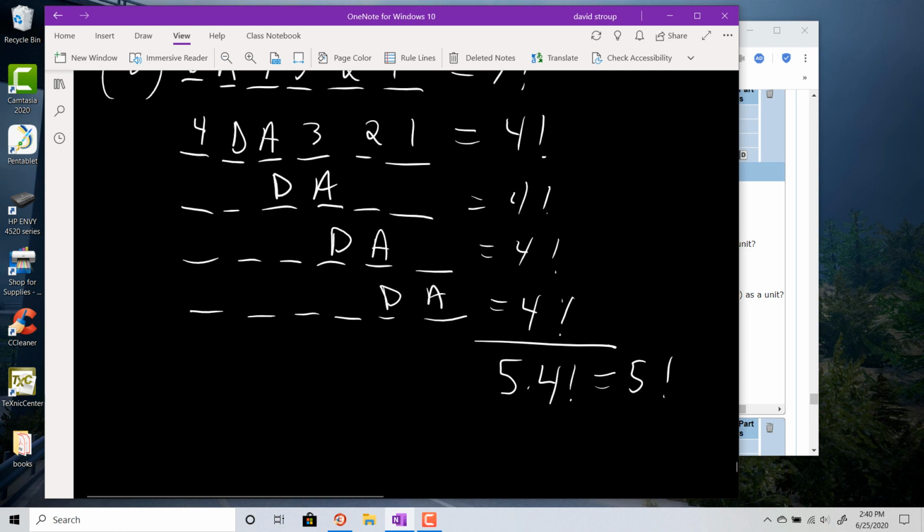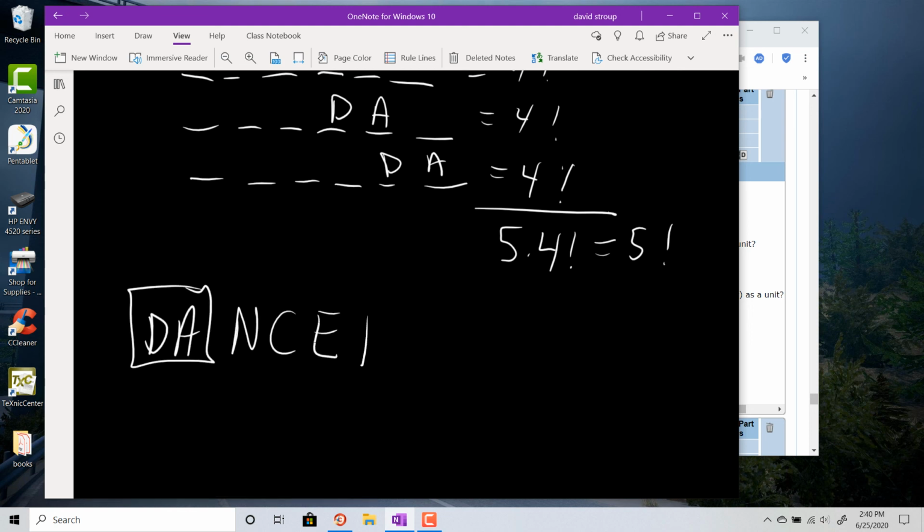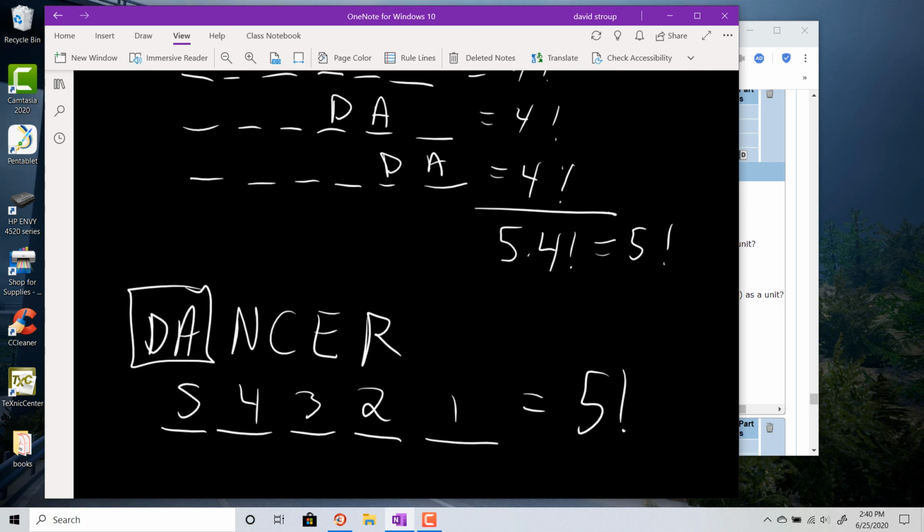Another way to think of it is just to think of the 2 letters DA as a unit all to themselves. So one letter is DA, and then the other letters N, C, E, R. And all you're doing is arranging these 5 letters, quote unquote letters. In the first case, there's 5 things to pick from. The second case is 4, then 3, and then 2, and then 1. So again, it's just 5 factorial.